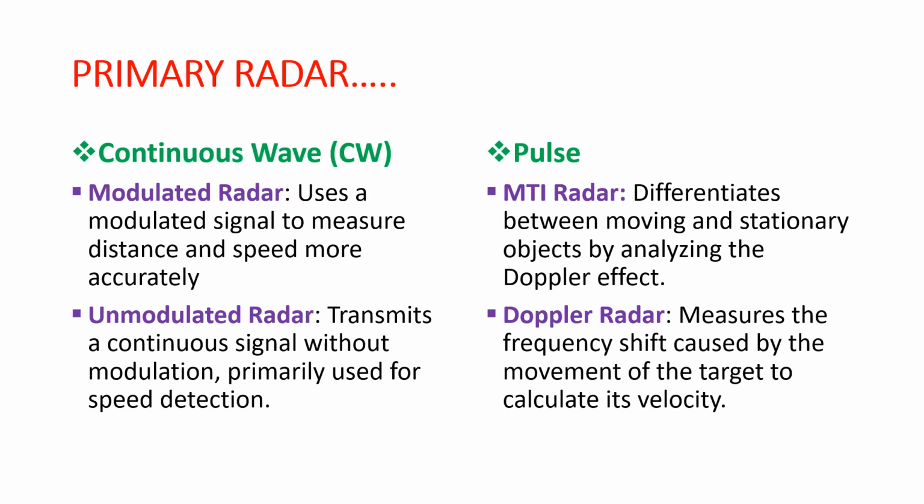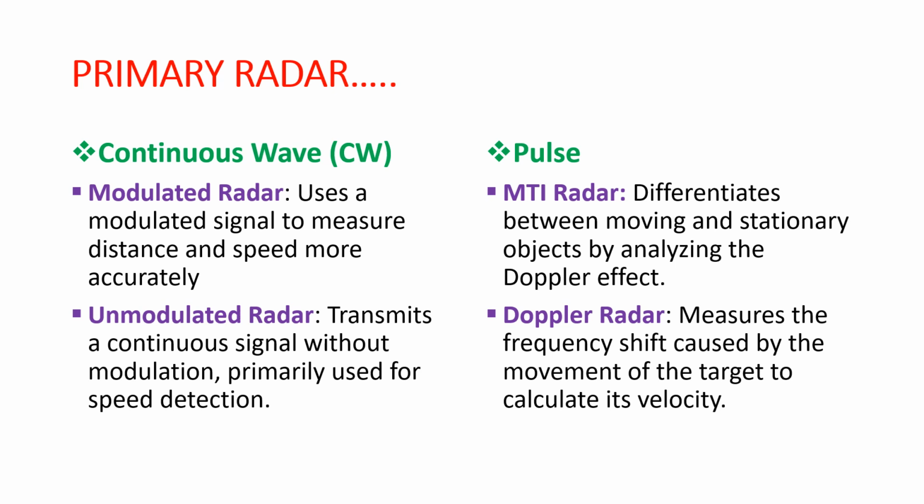So the further classification of the continuous wave radar is that it is classified into modulated radar and unmodulated radar. Modulated radar uses a modulated signal to measure distance and speed more accurately, while unmodulated radar transmits a continuous signal without modulation, primarily used for speed detection.